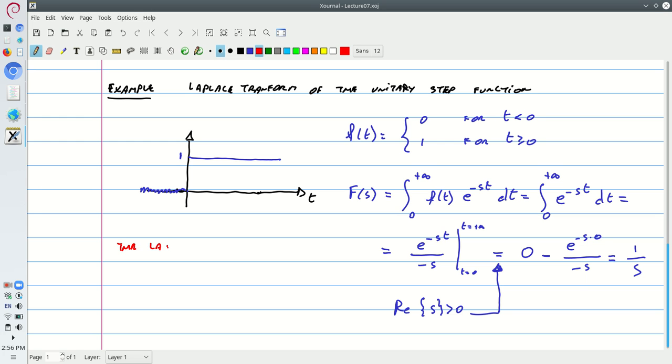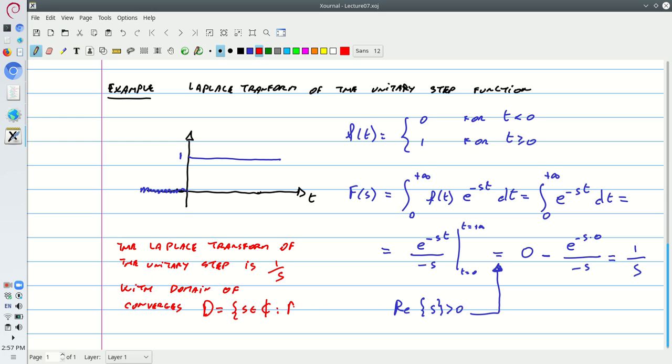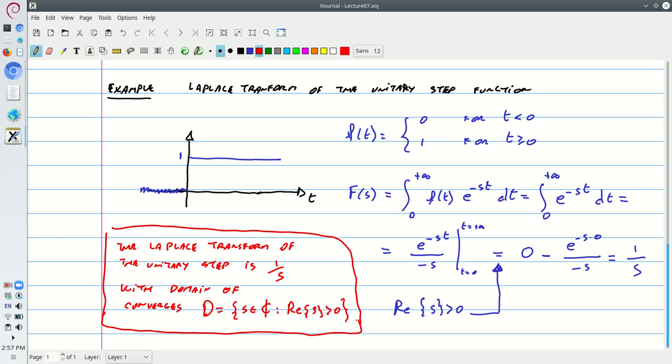So we have found out this. The Laplace transform of the unitary step is 1 by s with domain of convergence. Let's call it D. D is the set of all complex numbers such that the real part of this complex number s is strictly positive. So this is what we have learned by simply applying the definition in this very simple case.